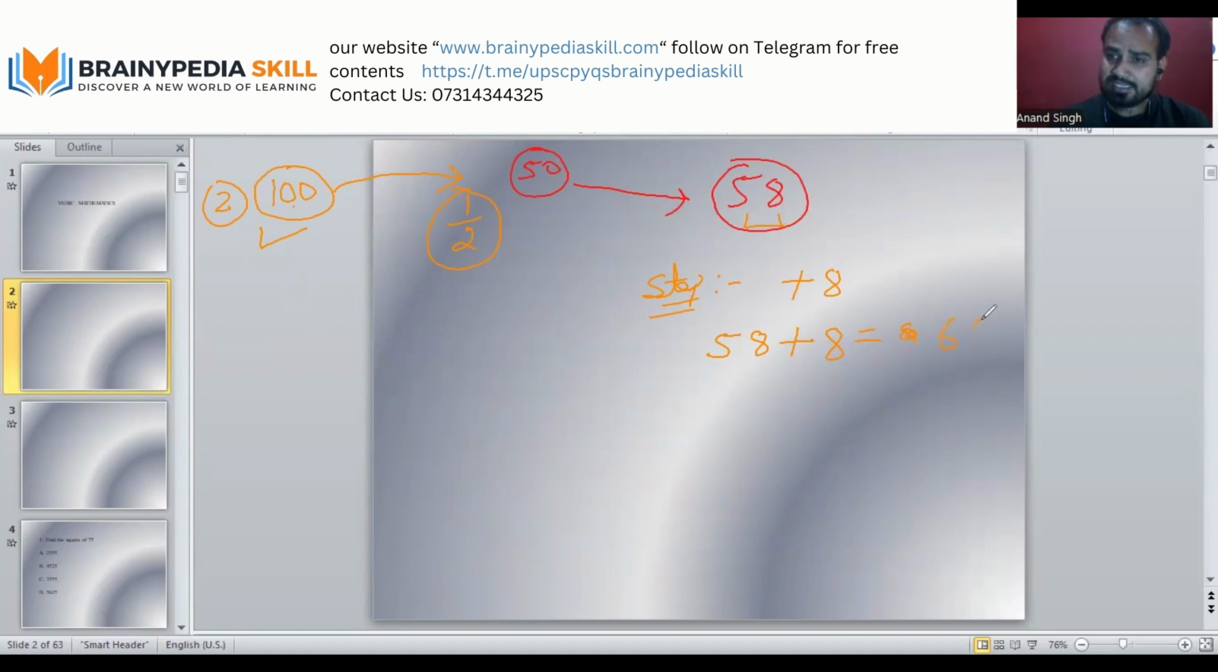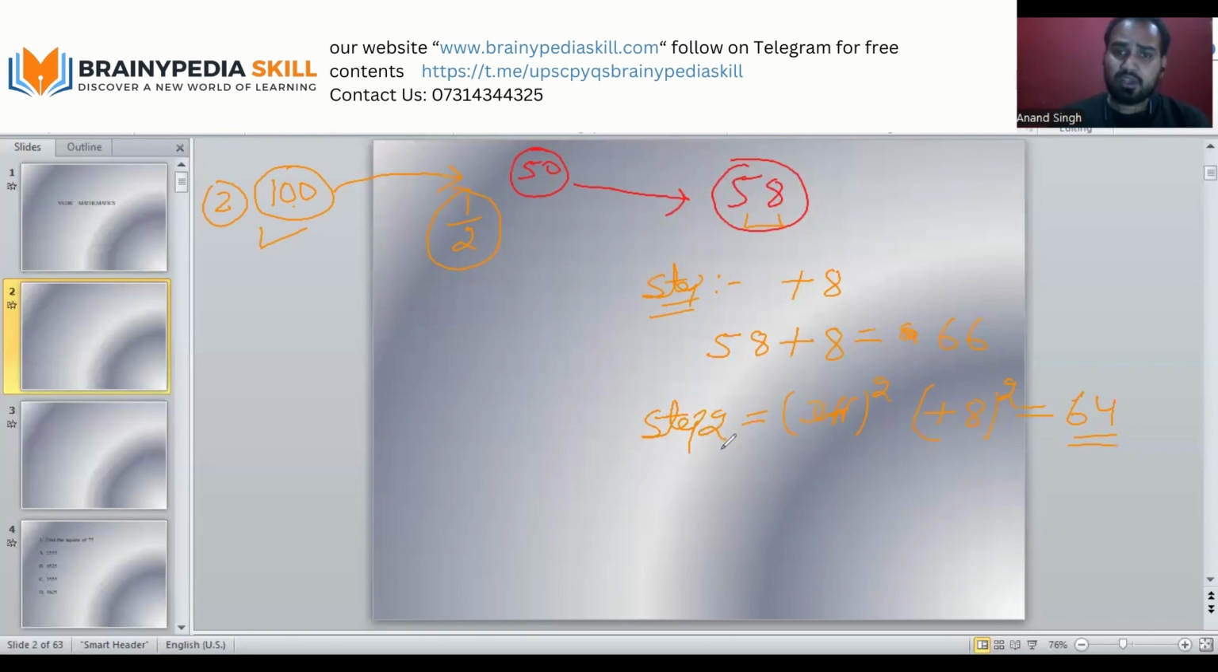It's 66, right? 58 plus 8, 66, right? Now, what was the second step number? First is this one. What is the second step number? The second step was the difference. Now we have to make the square of the difference, right? So here plus 8 is the difference between the numbers, and if I square it, it is going to be 64, right? 64. So it is 64.